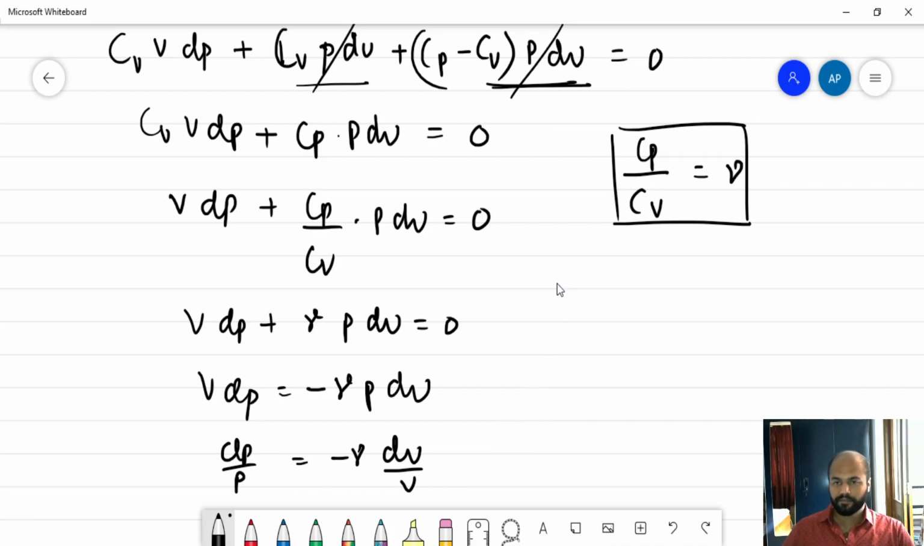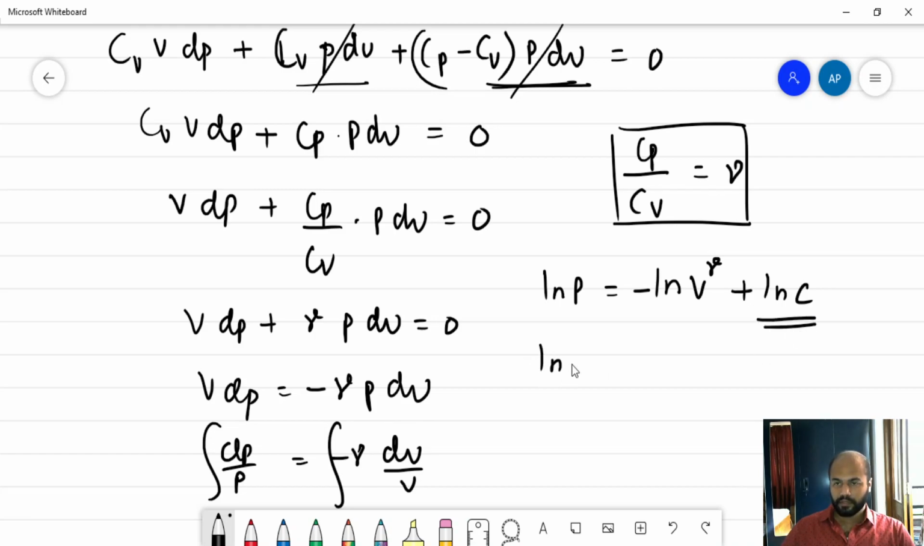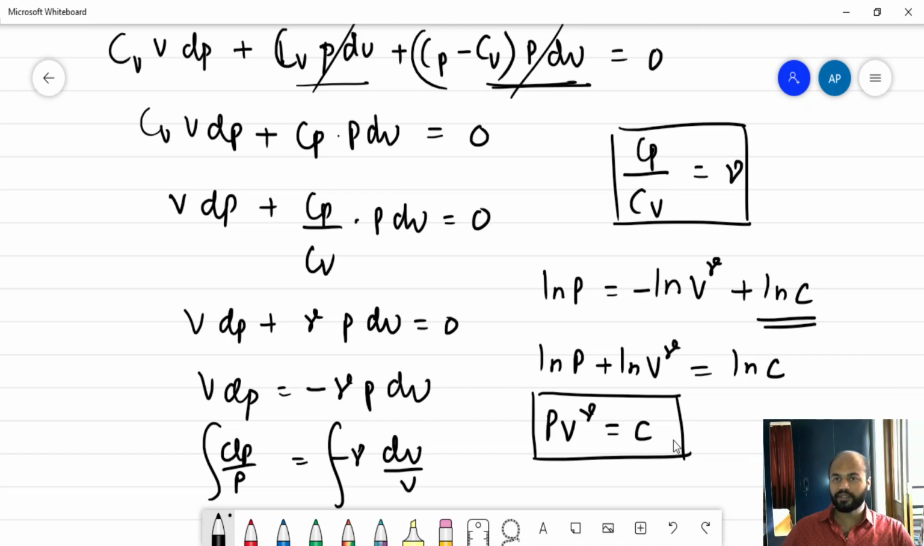That's what we get. So let's integrate it on both sides, and what we get is ln of P is equal to minus gamma ln of V plus some constant ln C. So ln of P plus ln of V raised to gamma is equal to ln of a constant. Now using the properties of the log, we get PV raised to gamma is equal to constant. This is the relation that is used to define an adiabatic process.